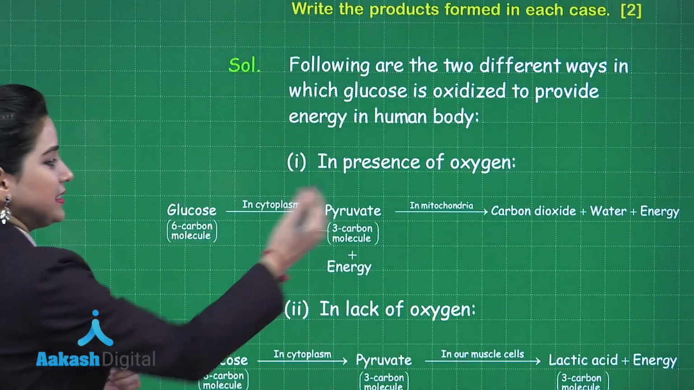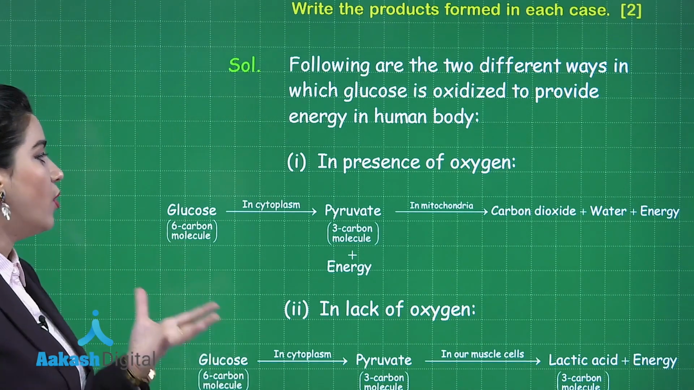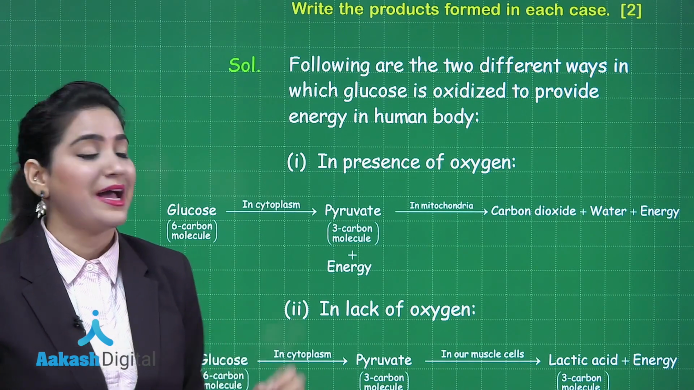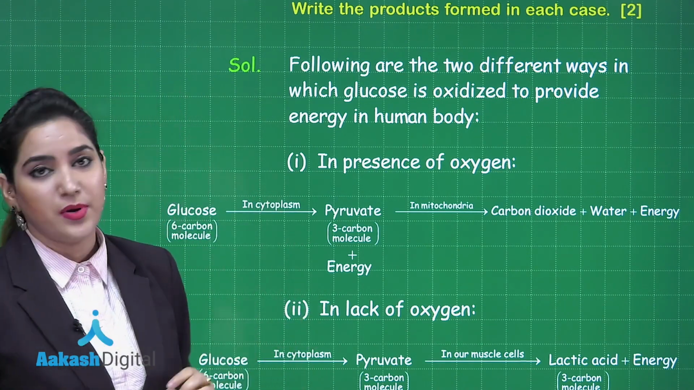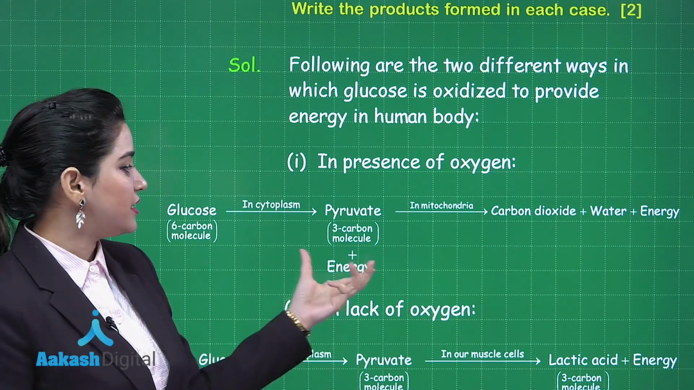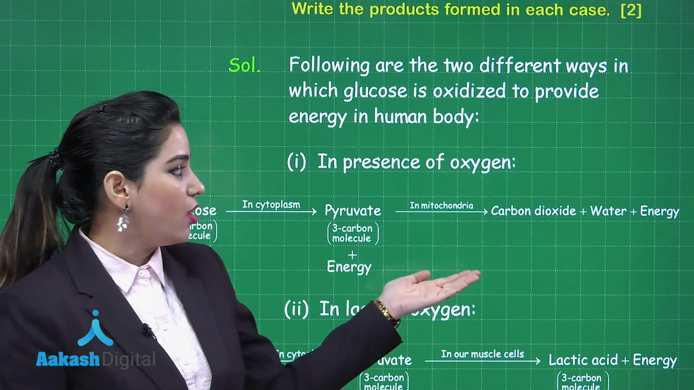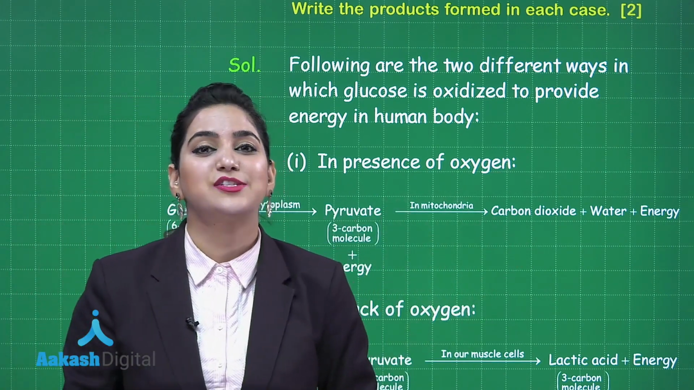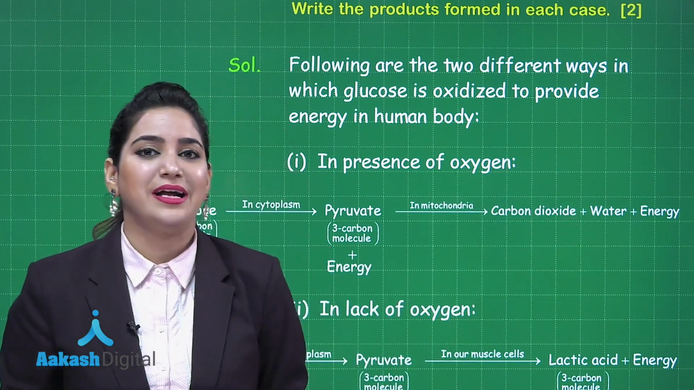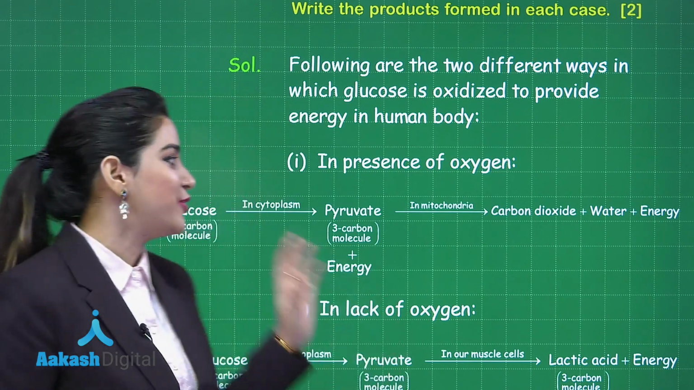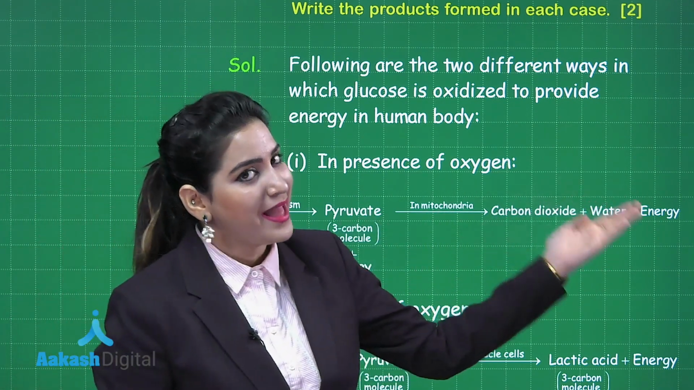Number 1, in presence of oxygen, you can see here that glucose, which is a 6-carbon molecule, will be oxidized in cytoplasm to provide pyruvate. Pyruvate is a 3-carbon molecule. Now, along with that, it will produce some energy. Now, when this pyruvate enters into mitochondria, it is further oxidized to produce carbon dioxide and water and energy. So, what do we understand? In presence of oxygen, glucose is metabolized into carbon dioxide, water and energy.